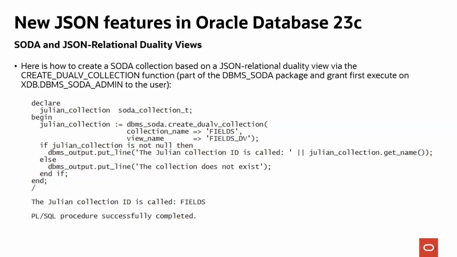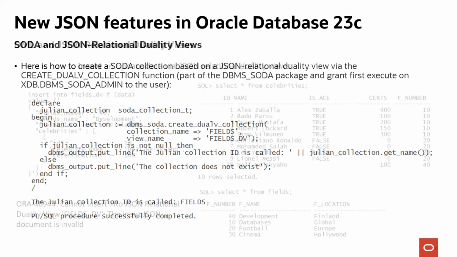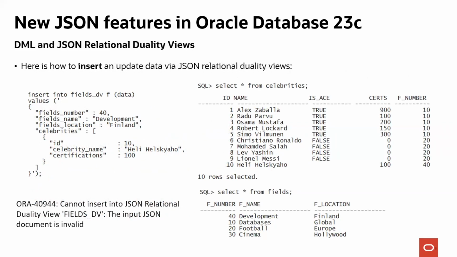I create a collection based on a fields duality view. The fields duality view is based on the fields table. If you remember, 10, 20, 30, I had 3 or 4 different fields. This is a way you can create a collection, and I just checked that the collection was created. It's called fields. Now, if I have duality views, we specify that I can insert, update, and delete data. All right. Let's see how you can insert data through duality views.